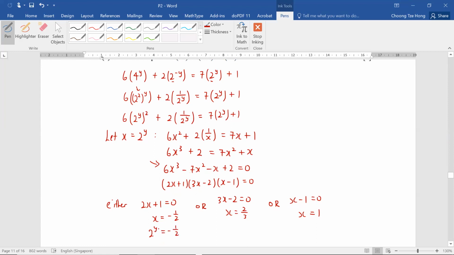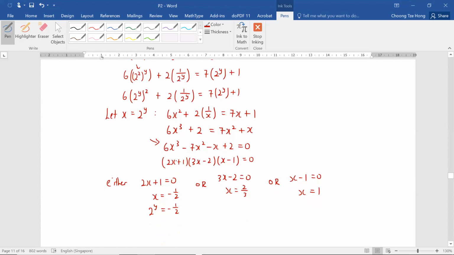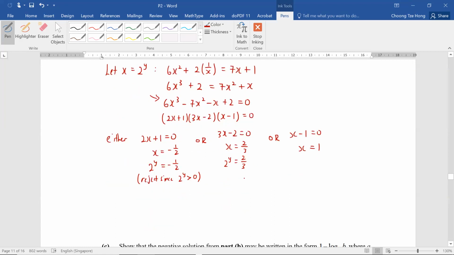So 2 to the power of y, no matter what value of y, this is an exponential function, you will never end up with a negative answer. So we will reject this, since 2 to the power of y is greater than 0. Then from here we should be able to get an answer. So x is 2/3, so 2 to the power of y equals 2/3. I hope you still remember how to solve this. What you can do is either ln or log both sides. So now we'll use ln.